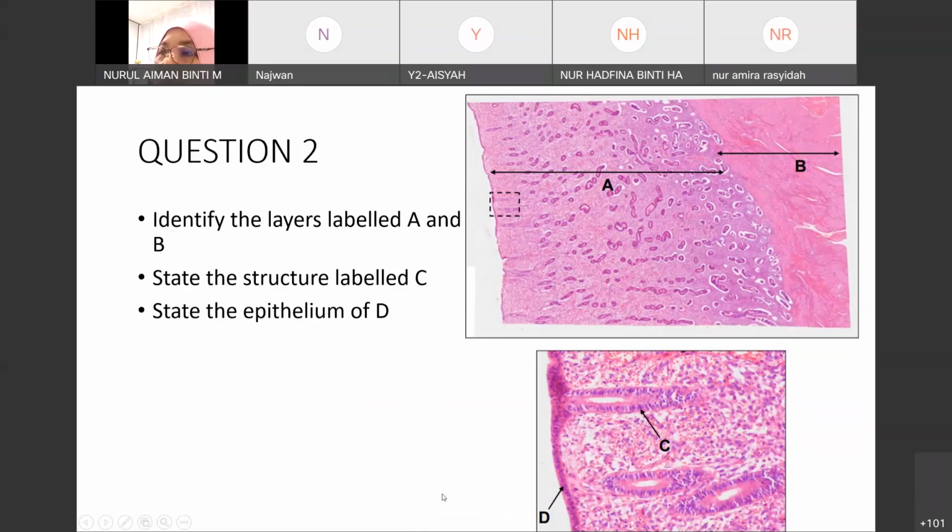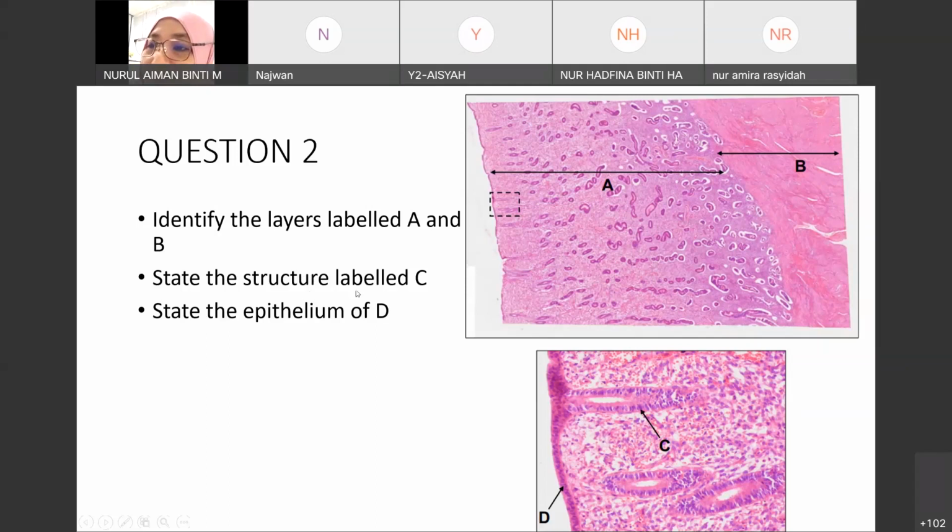Next question. Identify the layers labeled A and B. Actually, I already asked you during the practical just now. What is A? What is your answer for A? Yes, very good, Shikin. Endometrium. B? What is your answer for B? Yes, very good, Aisha. Myometrium. So basically you should answer endometrium. Don't answer the layers of functionalis and basalis, but if it turns out to be lymphocyte because you want to answer everything, then okay, very good.